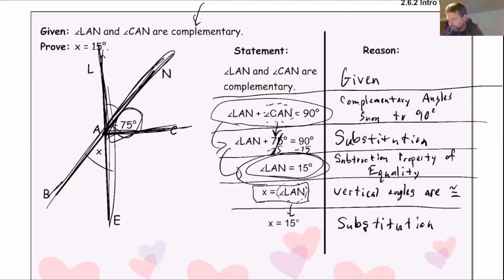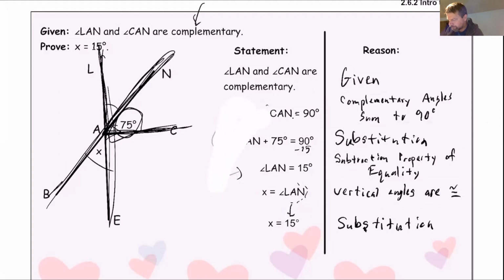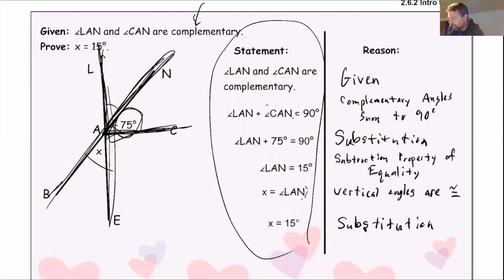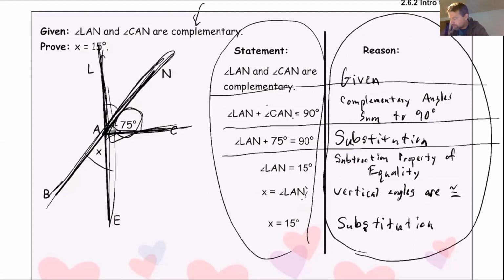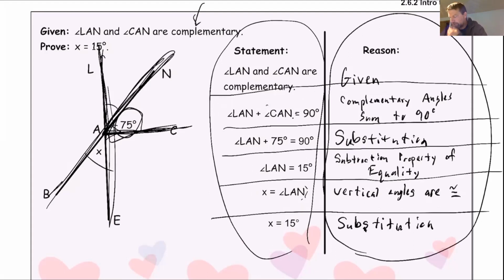All right, that's what proofs look like. You list what you know on one side, these are the things I knew, and how you knew it on the other side. These reasons, the how you knew it, I use some fancy words like substitution and the subtraction property of equality. Those are really handy to use. I would recommend you use them. But it doesn't have to be word for word, right? It just needs to be something that explains why I could make that statement.